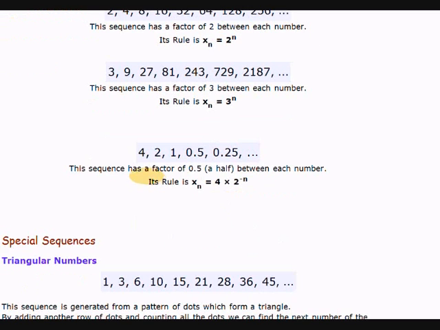Okay. Let us take this example: 4, 2, 1, 0.5, 0.25, and so on. This sequence has a factor of 0.5, a half, between each number. So its rule is Xn equal to 4 into 2 power minus 1. 2 power minus 1, you know, right? It has to be 1 by 2. It is the factor of 0.5 between each number. Okay.